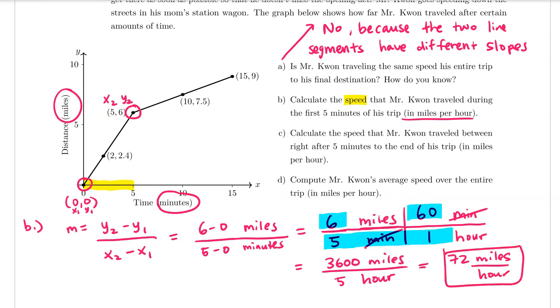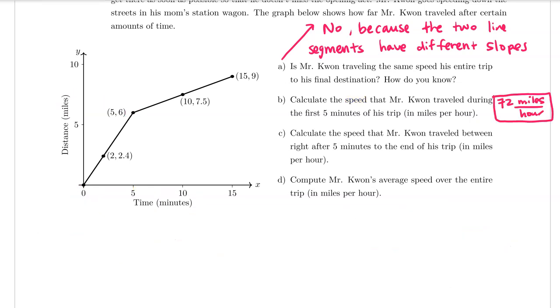So there's our answer for part B. Part C says, calculate the speed that Mr. Kwan traveled between right after 5 minutes to the end of his trip in miles per hour. So from 5 minutes to the end of my trip is here. And so I'm going to do the same thing using these new ordered pairs.